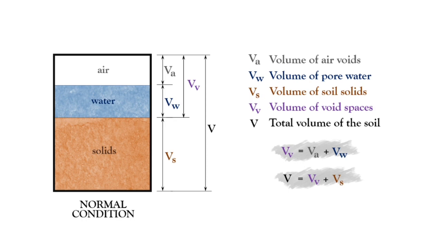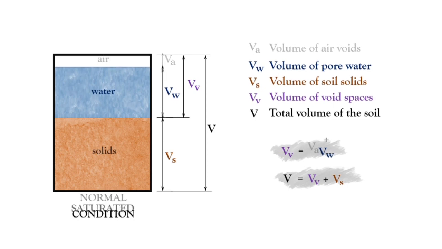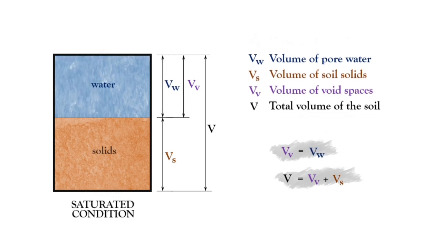So kung magiging saturated man yung lupa natin, so yung magiging volume of the voids natin dito is equal to the volume of the water. Pero same pa rin naman yung magiging formula natin sa pag-compute ng total volume of the soil.